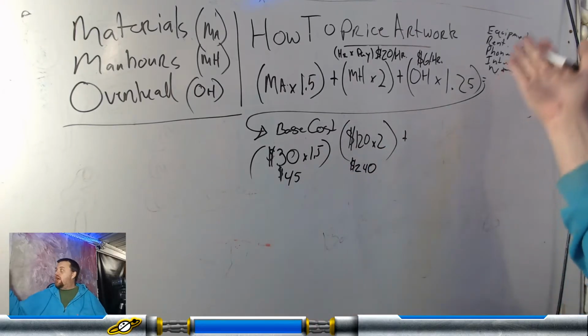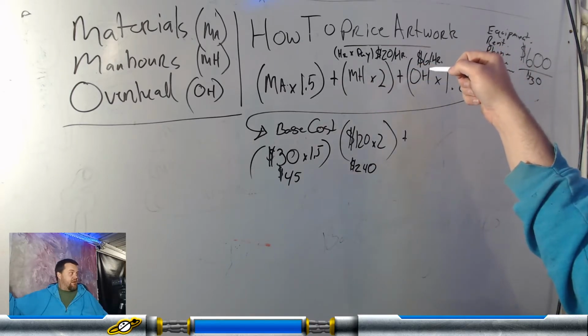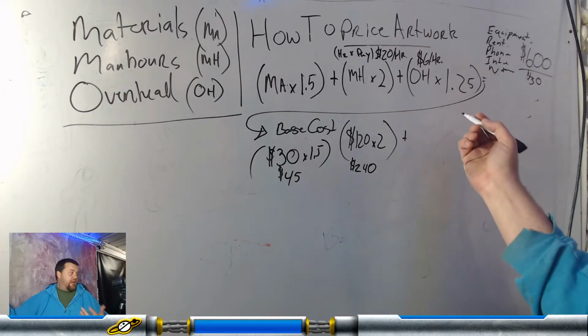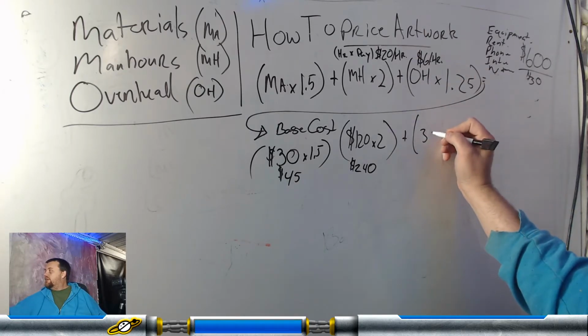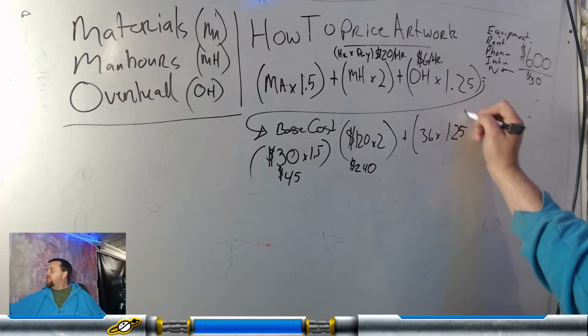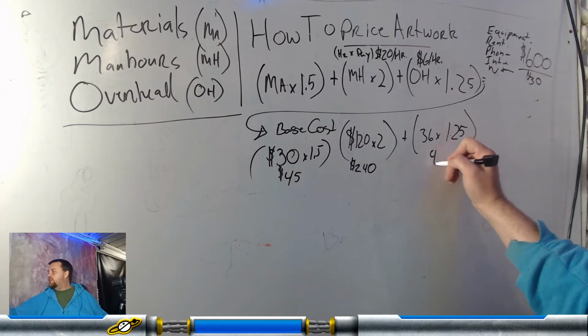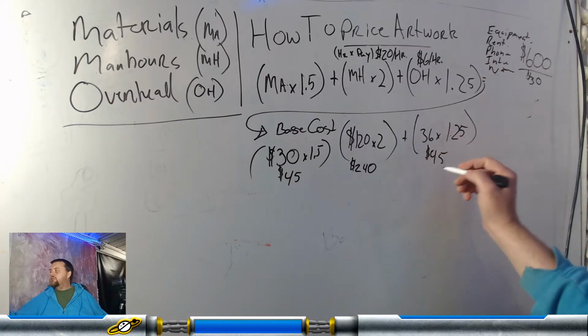Then you have your overhead. You now know that you spent 6 hours on this, put 6 hours in there. That's $36, that's $36 with a margin overhead of 1.25 because it's not much of an increase. And I'm going to use a calculator for this one because my brain's kind of tired right now. And that's a $45 cost as well.